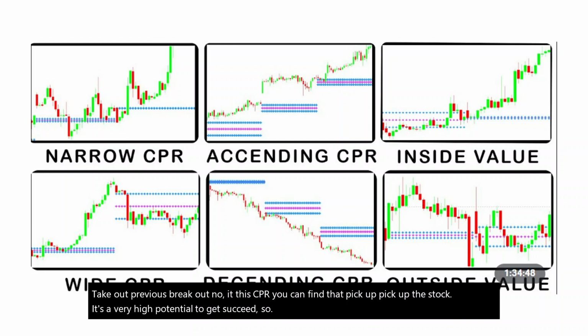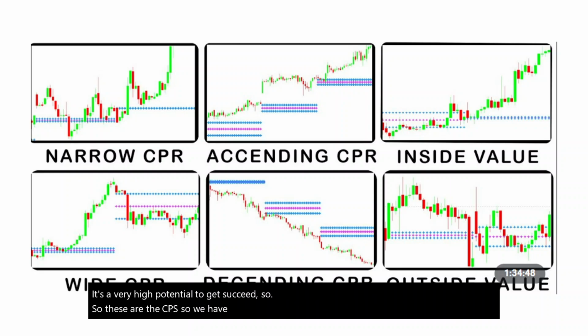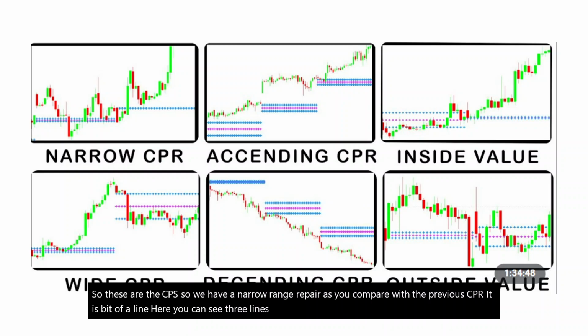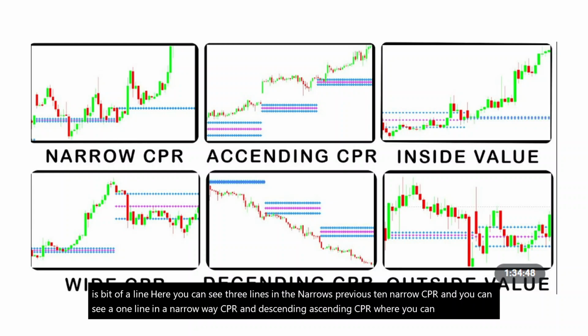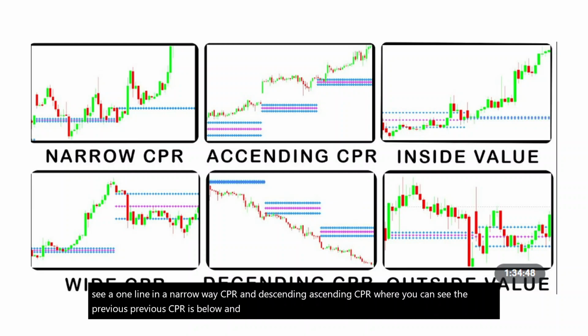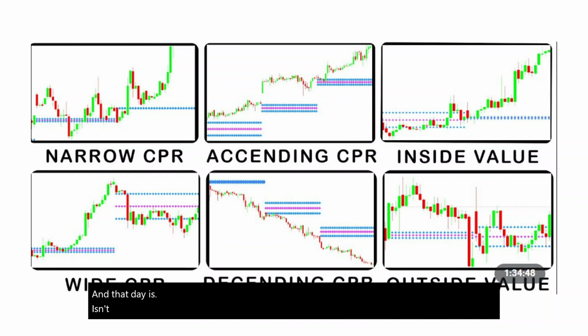These are the CPRs. So we have a narrow range CPR. As you compare it with the previous day CPR, it is a bit of a line. Here you can see three lines in the previous day's CPR, and you can see one line in the narrow day CPR. And the ascending CPR, where you can see the previous CPR is below and it gets higher and higher as the day progresses. Here is an inside value CPR, where you can see the previous day is a lot wider and that day is within the previous day CPR, so it's inside value.